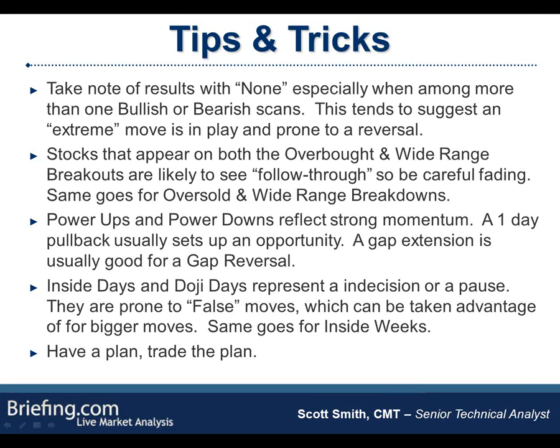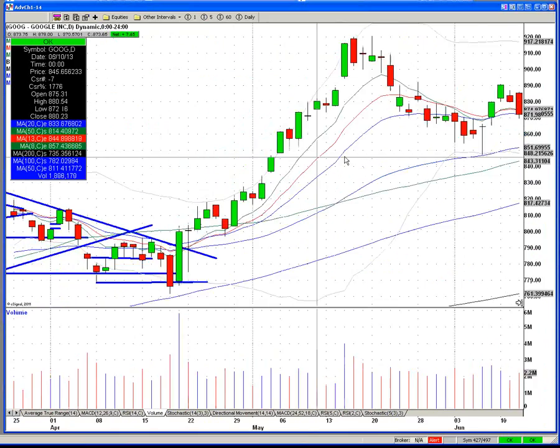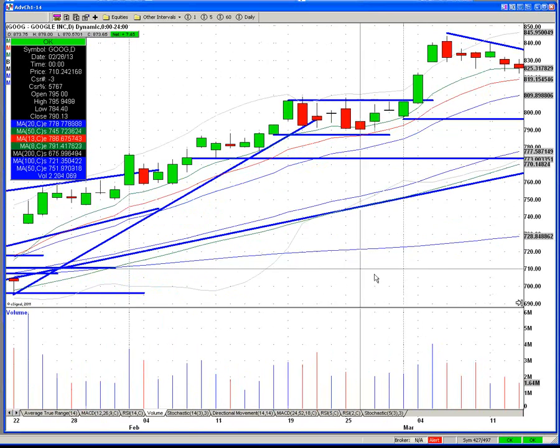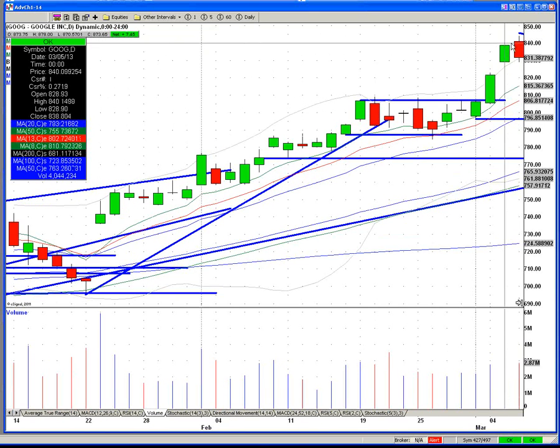opportunities. I wanted to show an example real quick because I forgot to cover it. I believe it was, here was Google back in early March. So you can see Google had 1, 2, gapped up 3. So I had this massive run up from about below 800 to about 840. Showed up on the power up scans, and the next day it opened slightly higher and reversed. So that would have been one of these opportunities where you could have considered actually shorting it for a nice day trade or a swing trade.